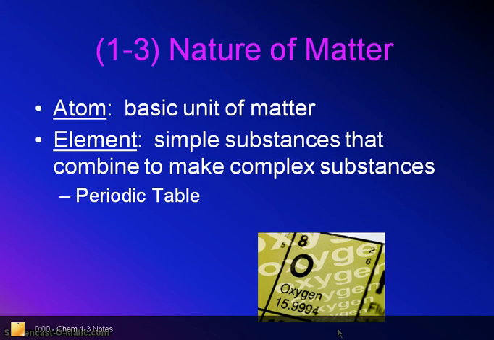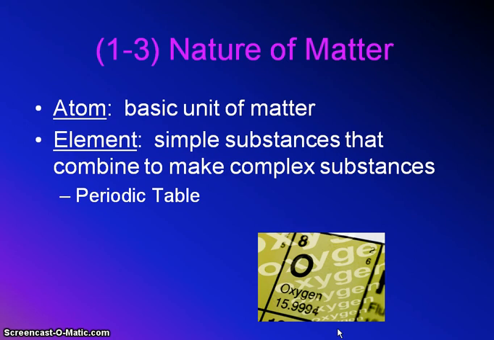Chapter 1, Section 3 discusses the nature of matter. Now, an atom is the basic unit of matter. An element is a simple substance that can be combined to make more complex substances. So all of the things that are listed on the periodic table are elements. Now, back in the mid-1700s, there were only 16 known elements, and obviously today we have many, many more.